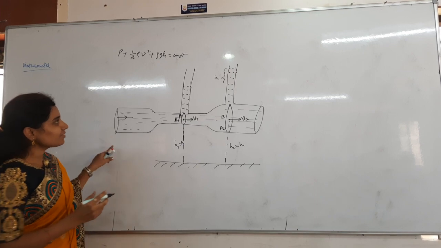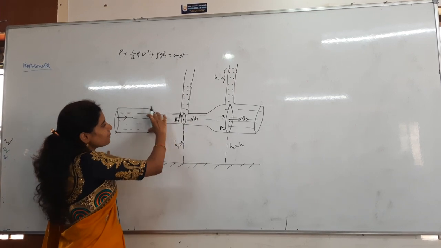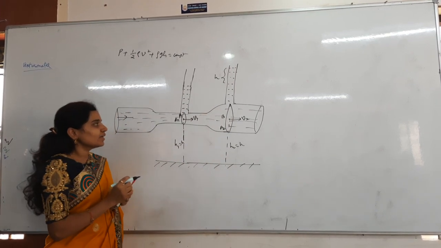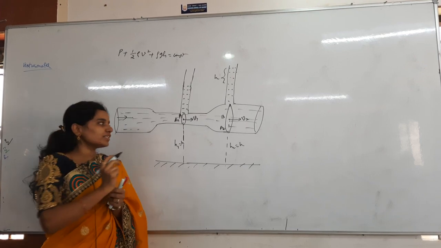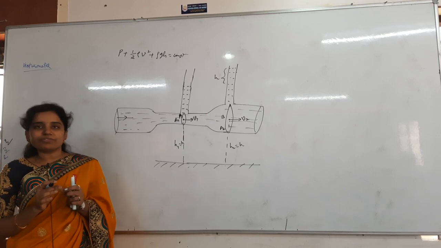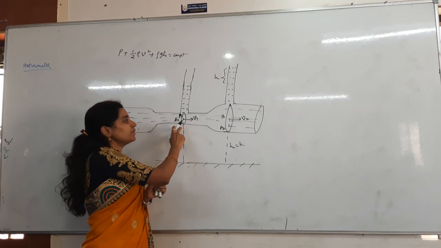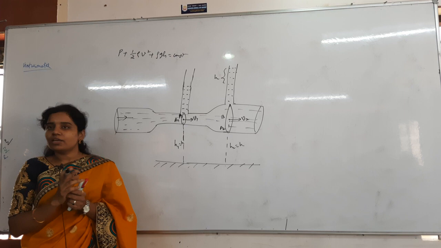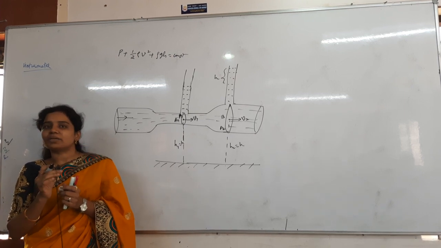See, here in this pipe the fluid is flowing. You have to find out the velocity of the fluid at point A, and then point B I have taken. So to find the velocity at point A you have to relate points A and B, and then you have to apply Bernoulli's theorem at A and B.